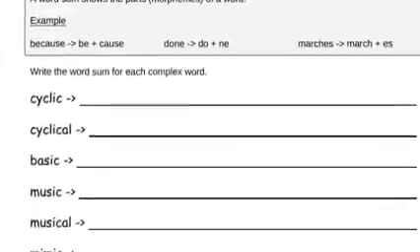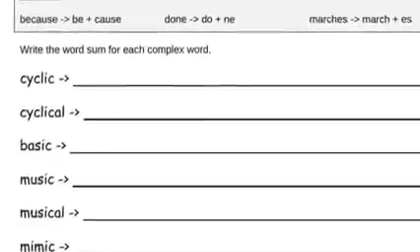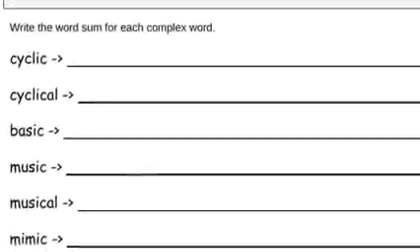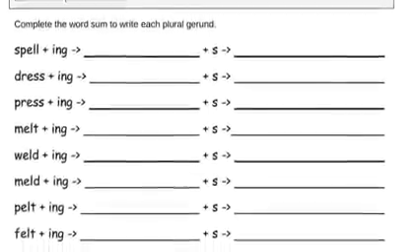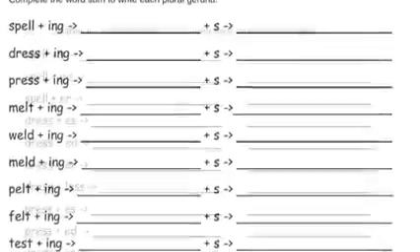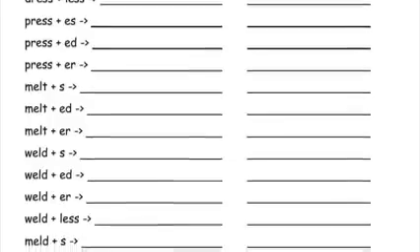Students also find the morphemes in complex words by writing word sums and learn to work with word sums that contain more than 2 morphemes. Understanding that words consist of morphemes is essential to understanding the English spelling system.